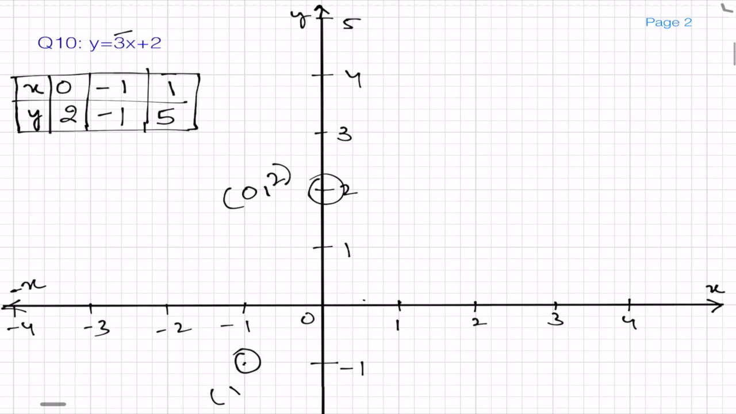So minus 1 and minus 1. And the last point is x is 1, y is 5. This is the last one, 1 and 5.